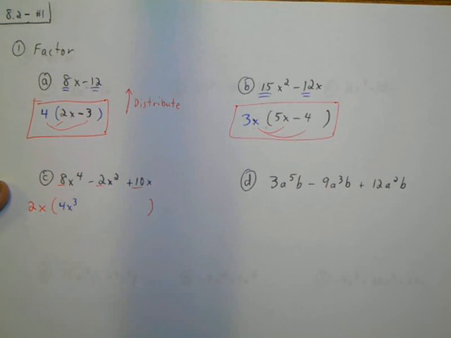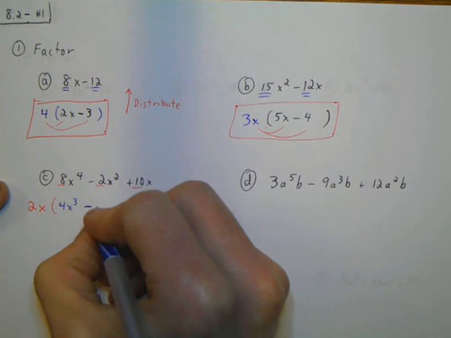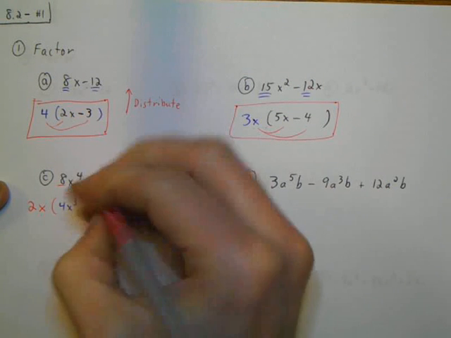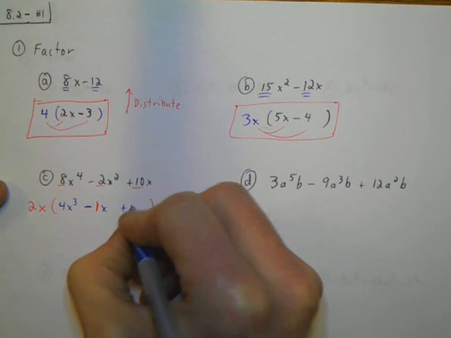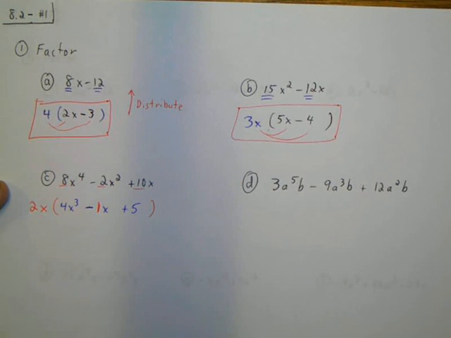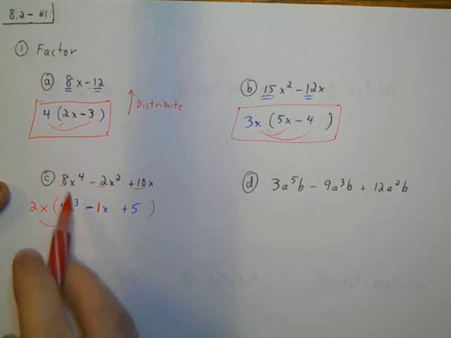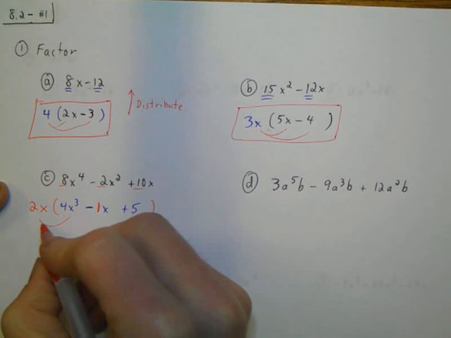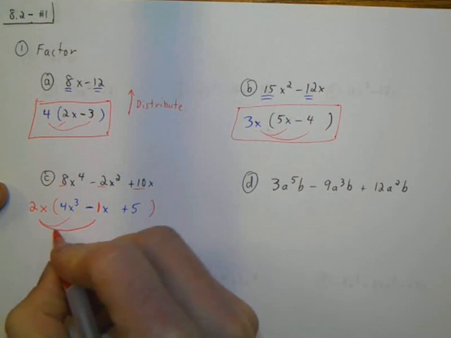2 times what is negative 2? Negative 1. So this one is optional. And then x times what is x squared? That would be another x. X times x is x squared. And then 2x times 5 is 10x. So let's check this. 2x times 4x to the 3rd. 2 times 4 is 8. X times x to the 3rd is x to the 4th. 2 times negative 1 is negative 2. X times x is x squared. And 2x times 5 is 10x.